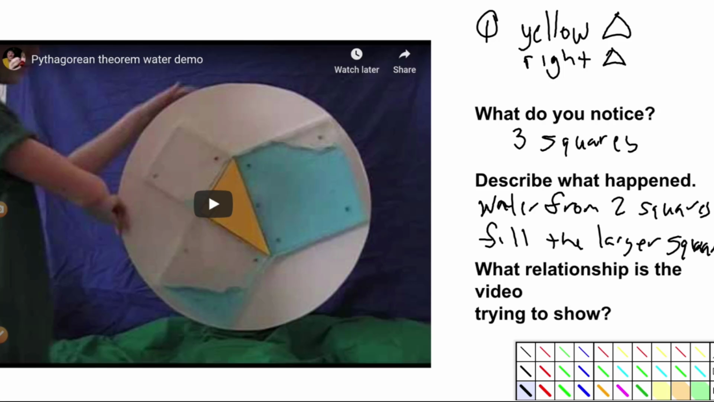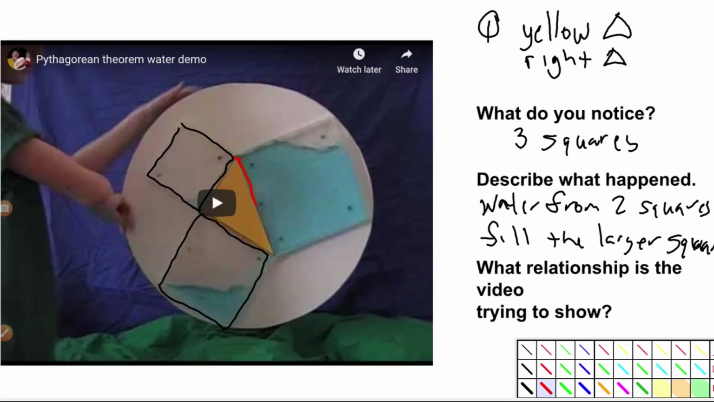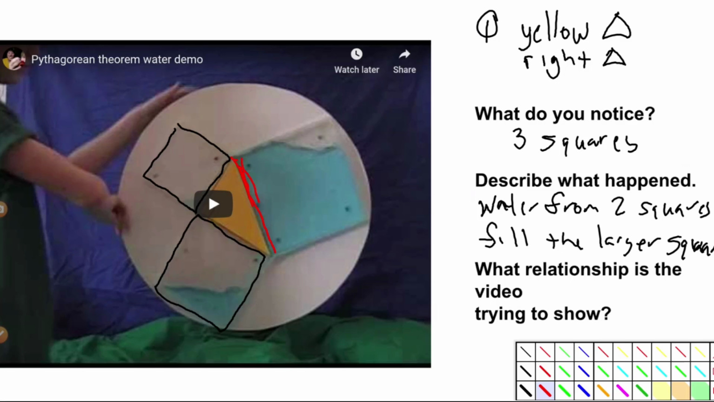So what relationship is this trying to show? What we should notice is that there are 2 squares here, and these 2 squares have the same exact area as this larger square, because they filled it up perfectly. Hopefully you notice that it filled up this larger square perfectly, and it did it both ways. The 2 smaller squares filled up the larger square. In this image, we're trying to show that the area of these 2 small squares fills this up. All right, so that's what we're trying to see.